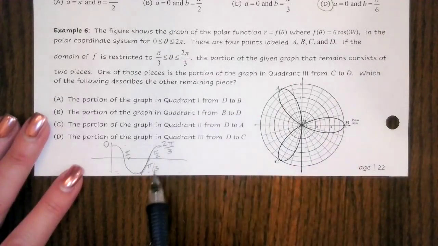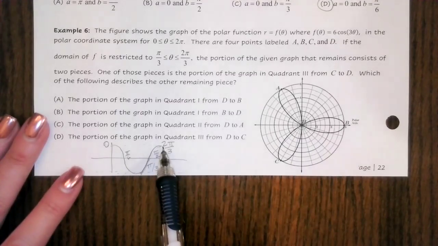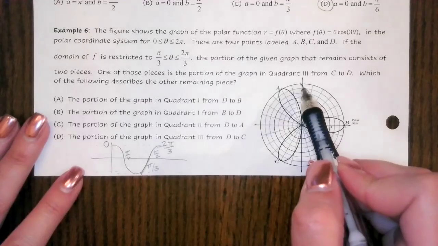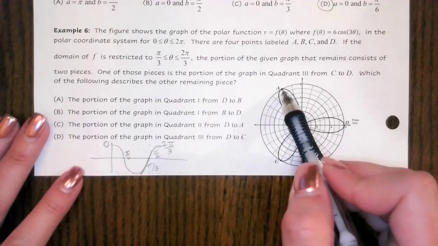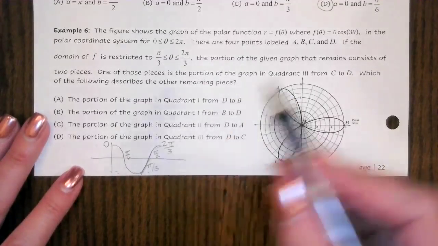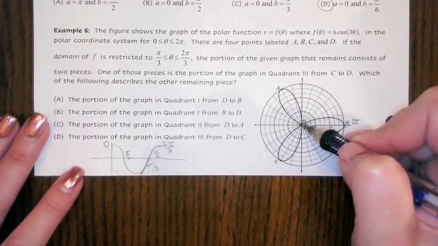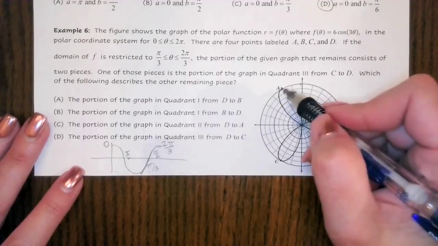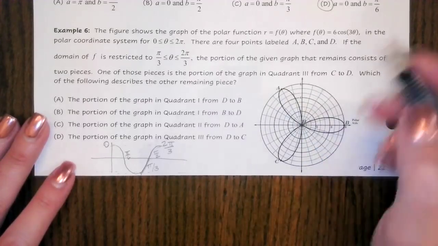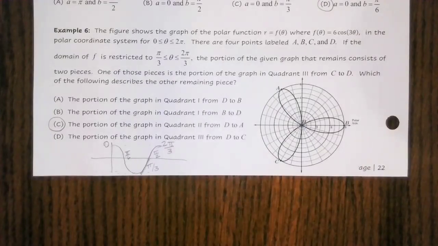The next part that we're looking at is from pi over 2 to 2 pi over 3. So pi over 2 is right here. 2 pi over 3 are these values right here. In this case, these values are positive. Well, values that are positive come in the same direction from the point. And so we're talking about these right here, which are from D to A, which is our C.